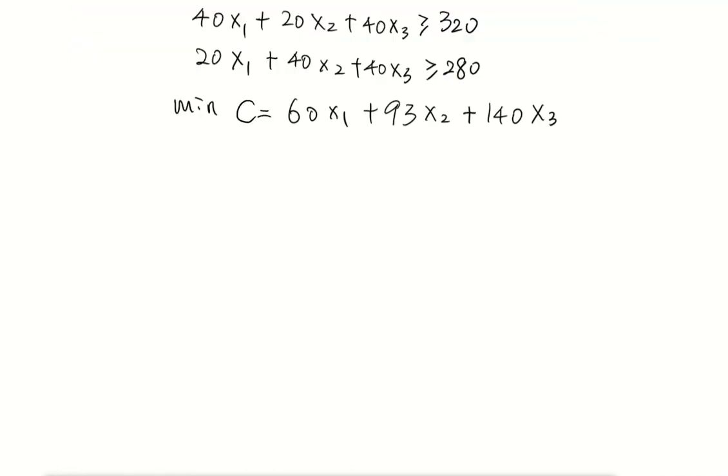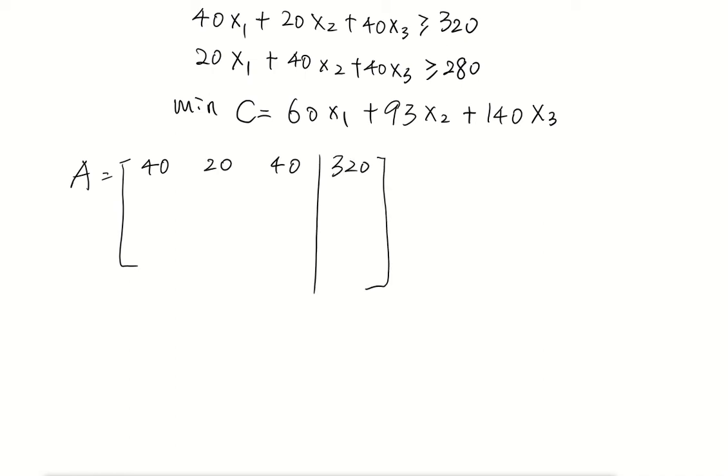We can see this is a minimization problem, and we need to transform it into a maximum problem. First, let's write it as a matrix. A equals, you have 40, 20, 40, 320, and second row 20, 40, 40, 280. For the third row is 60, 93, 140, and here's 1.